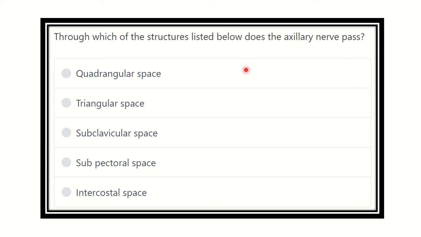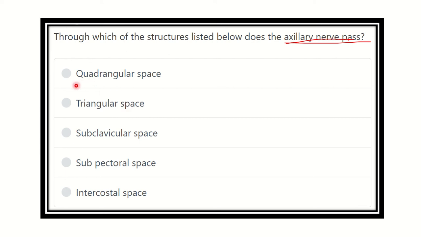Here is the question: through which of the structures listed below does the axillary nerve pass? From the question, it is a short question. We have to find out which space or structure the axillary nerve passes through. So here are the options.